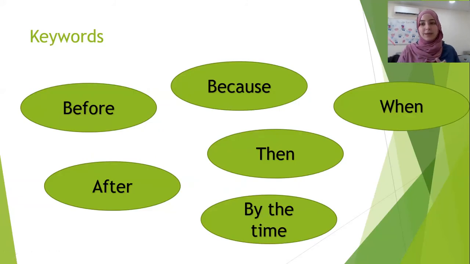Let's look at some keywords. Now, this tense has a lot of keywords, but some of them, or the most important ones, are before, after, and by the time. Other keywords are because, then, and when, which explain the meaning of the sentence and create a link between the two parts of the sentence.